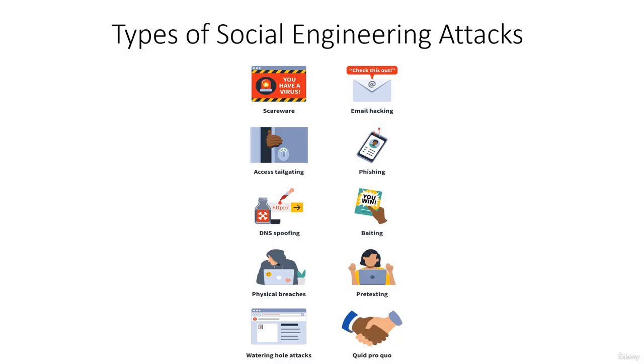Access tailgating, also known as piggybacking. Access tailgating is when a social engineer physically trails or follows unauthorized individuals to an area they do not have access to. It can be as simple as holding an open door for someone else. Once inside, they have full reign to access devices containing important information.